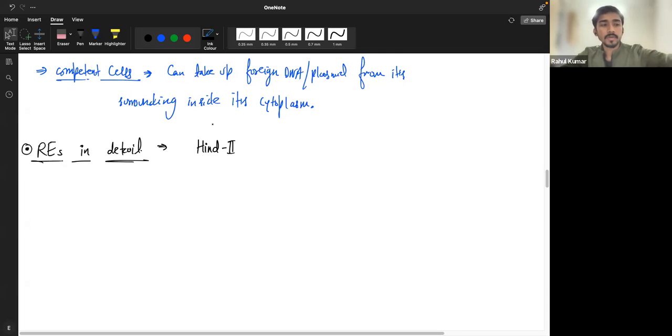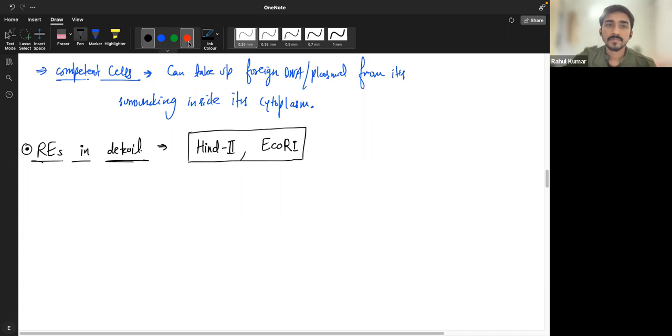Now, before I go forward, let me tell you, there is a way by which we name these restriction endonucleases. Anyone knows about it? What we are going to read about in this part is EcoRI and Hind2. We'll focus on these two restriction endonucleases.